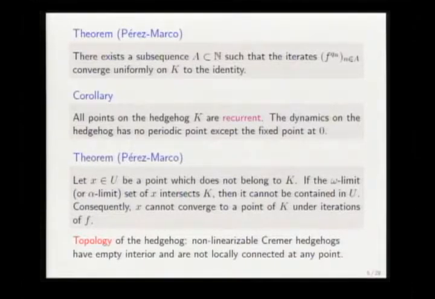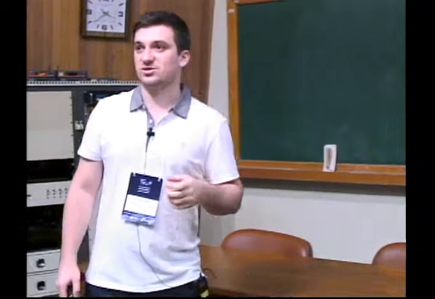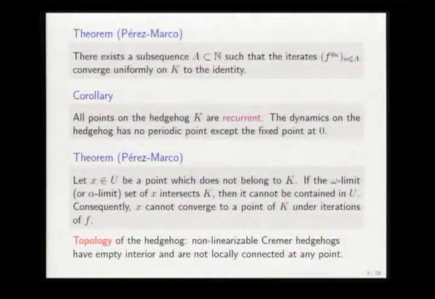Of course, it's hard and sort of exotic to study the dynamics of Cremer polynomials and Cremer germs in general. So this is already saying a lot, although we don't know precisely how it looks. And a little bit about the dynamics on the exterior of the hedgehog. More or less, if you take a point x from the neighborhood U, but not on the hedgehog, then it cannot converge under iterations to the hedgehog.